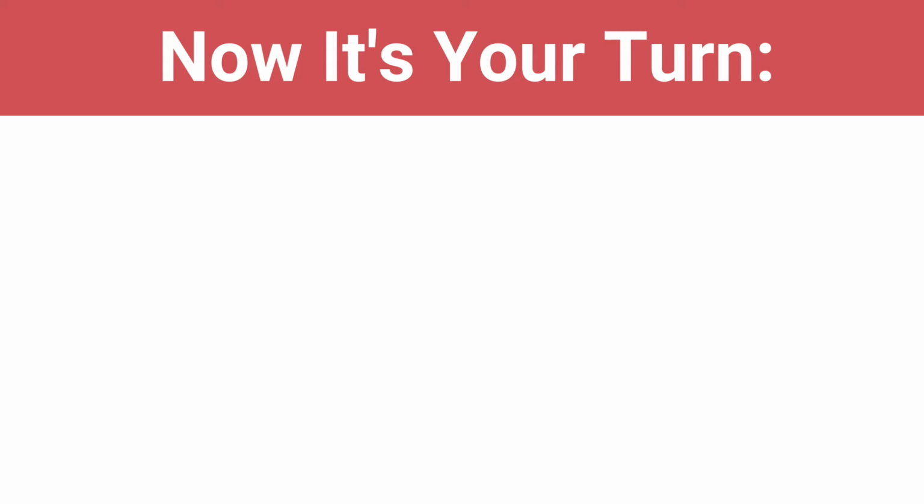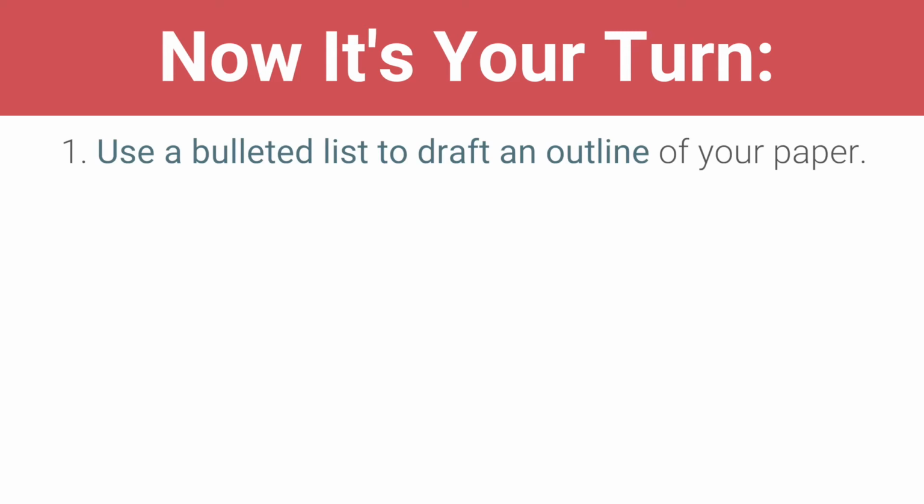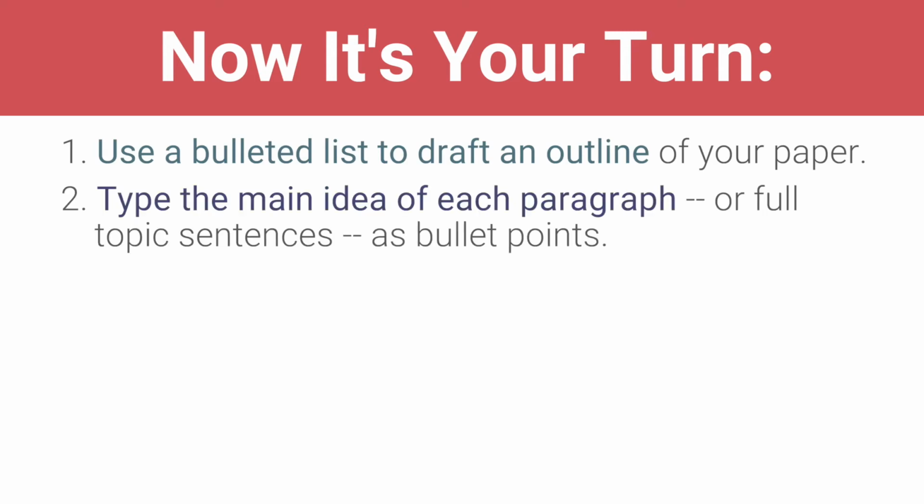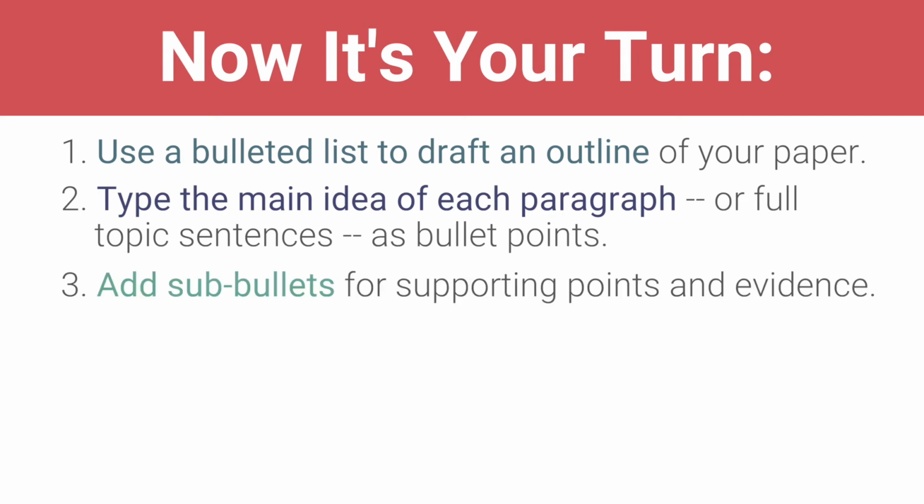Now it's your turn. Use a bulleted list to draft an outline of your paper. Type the main idea of each paragraph or full topic sentences as bullet points. Add sub-bullets for supporting points and evidence. When you have an outline of your main points and supporting evidence, move on to the next video, where you will share your outline and get feedback from a partner.